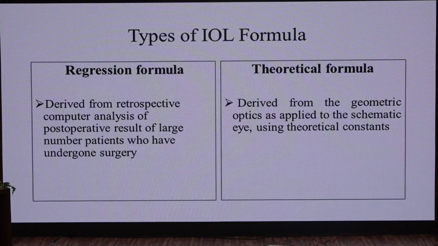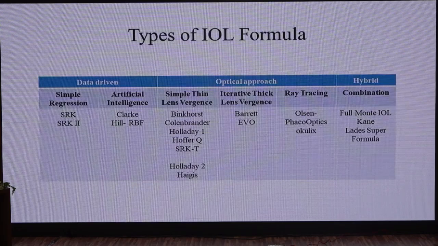So there are two types of IOL formula. One is regression and the other is theoretical. The regression formulas are derived from retrospective computer analysis of post-operative results of a large number of patients who have already undergone cataract surgery. And a theoretical formula is derived from geometrical optics, considering the eye as a schematic eye. Now these are the types of formula. There are data-driven, optical approach, and hybrid, which is a combination of both the data-driven and the optical approach formulae.